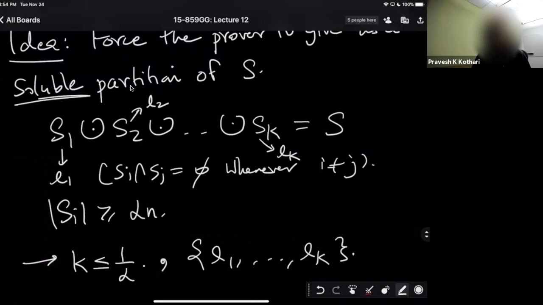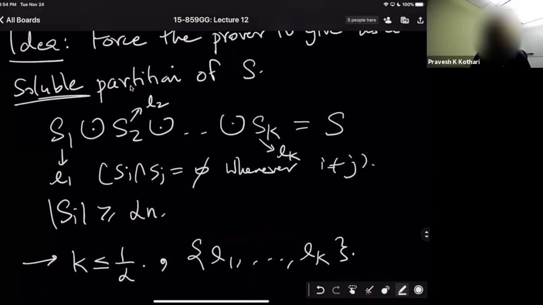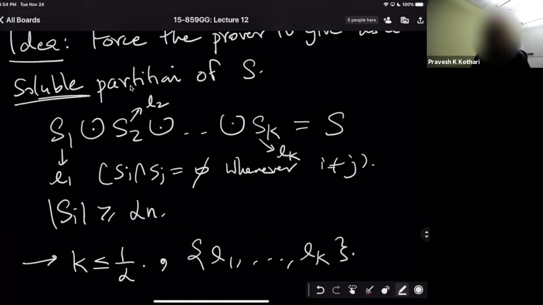Why can I not force the prover to give me this? There may not exist such a partition. Exactly. There is no reason that the adversary would try to play nice with you and create a situation where there is a way to partition the whole input sample into soluble sets. Let's ignore that for a bit, okay?